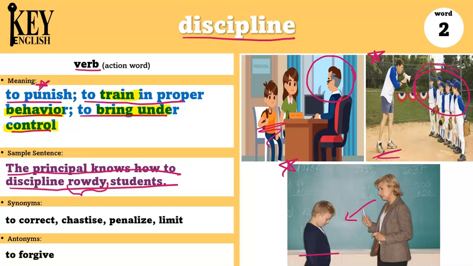That is discipline. Some synonyms of discipline are to correct, chastise, penalize, and limit. Antonyms are to forgive. Has there ever been a time where someone had to discipline you for having some bad behavior or for not following the rules? It can be anyone, like a teacher or even a parent.